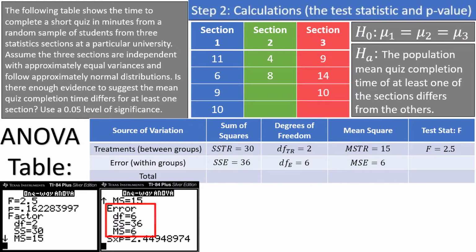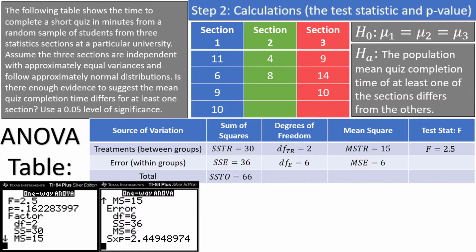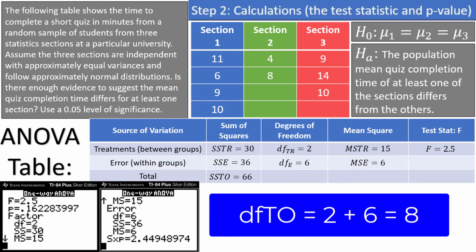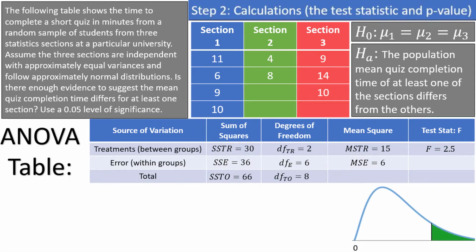We can find the sum of squares total by adding the sum of squares treatment and the sum of squares error. 30 plus 36 equals 66. We can find the degrees of freedom total by taking the degrees of freedom treatment and adding the degrees of freedom error, which is 2 plus 6, which is equal to 8. If we graph the distribution, the p-value is in the right tail of the distribution and corresponds to the area on the F distribution greater than 2.5.